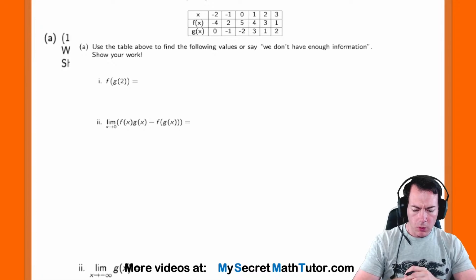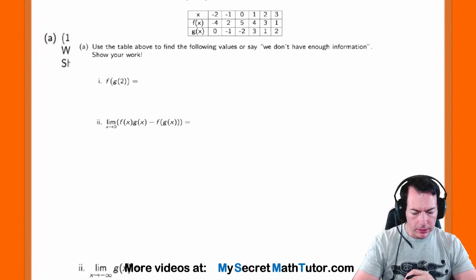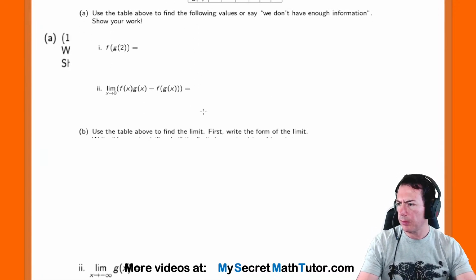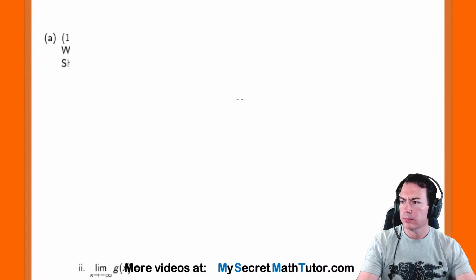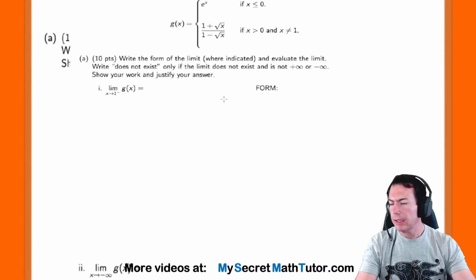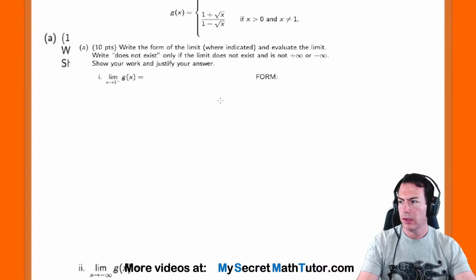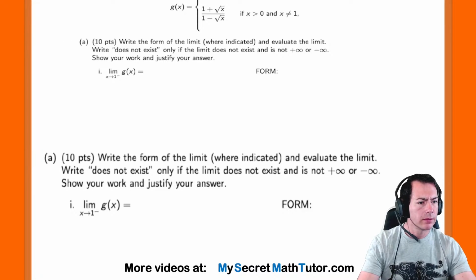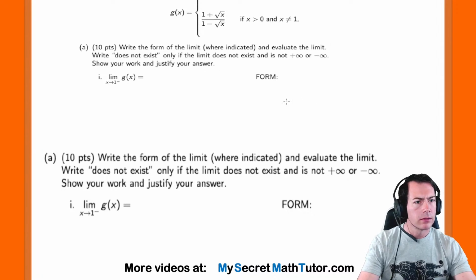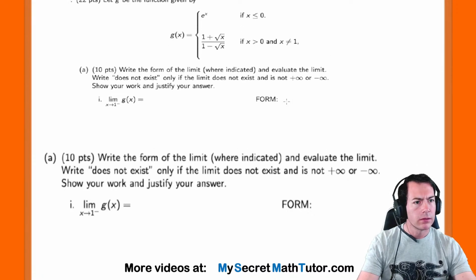This one says, write the form of the limit where indicated and evaluate the limit where it does not exist, only if the limit does not exist, positive or negative infinity, justify your answer. Okay, so maybe there's like a table or something associated with g. What is g? Oh, yes, it looks like g is a piecewise function. Let me see if I can pull it up on my little window here so we can see it as well. There we are.